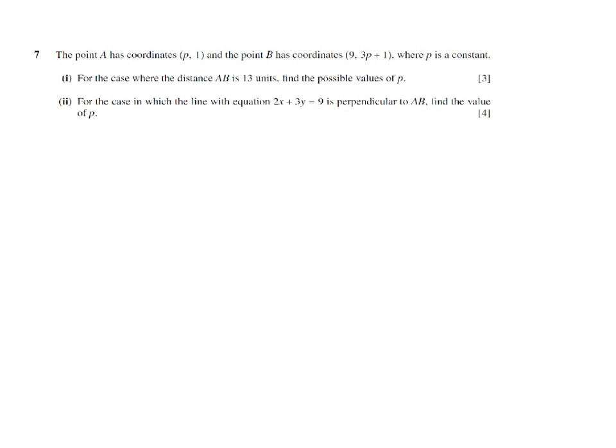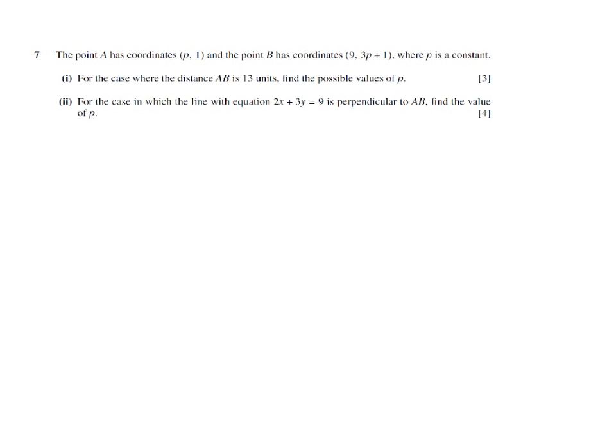So this question is about coordinate geometry, and it says the point A has coordinates p, 1 and point B has coordinates 9, 3p plus 1, where p is a constant. Okay, what's going on? For the case where the distance AB, from A to B, is 13 units, find the possible values of p.